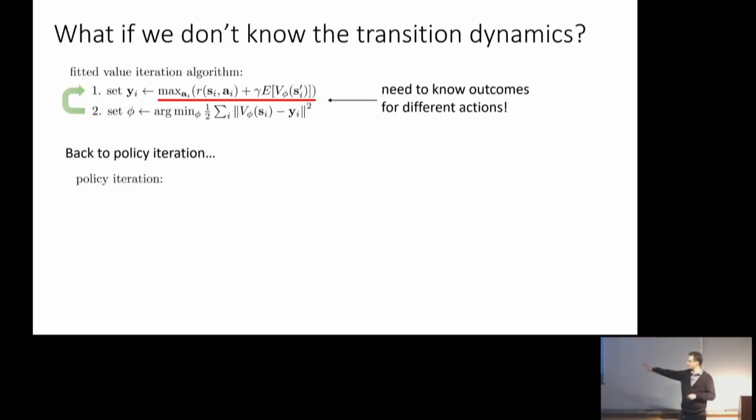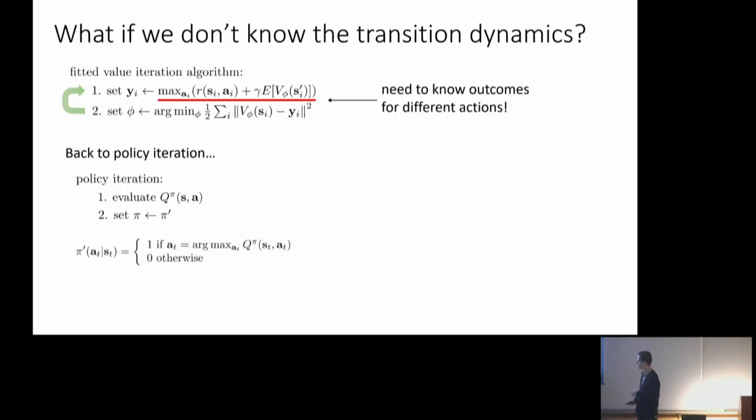So let's think about how to deal with this. It turns out there's a pretty easy way to deal with this. It involves a little bit of sleight of hand, but you can actually get rid of this issue. To figure out how, let's go back to policy iteration. In policy iteration, we can write it like this: you evaluate q pi somehow, and then you set pi to pi prime, where pi prime is the argmax of q. Let's just go with the argmax of q version for simplicity and not worry about advantages for now.